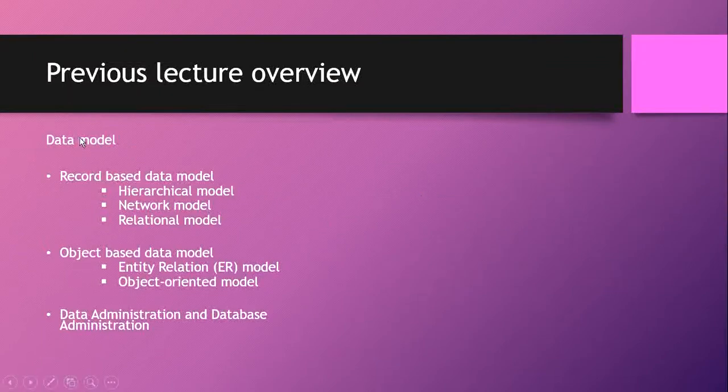In our previous lecture we discussed what a data model is, then we saw different types of data models. First we learned about record-based data models, which include the hierarchical model, network model and relational model. Next, we discussed object-based data models, which include the entity relation model and object-oriented model. We also discussed the roles of data administrator and database administrator.